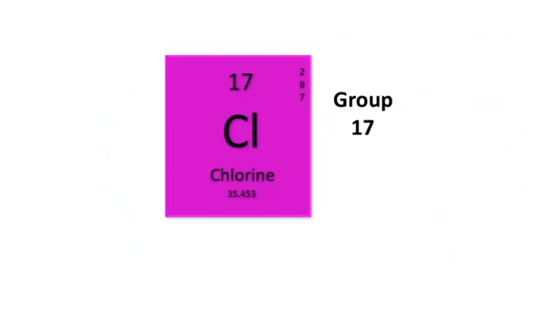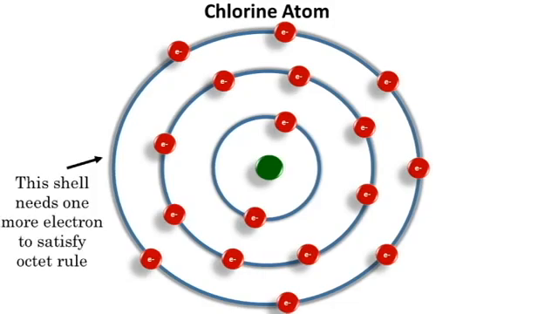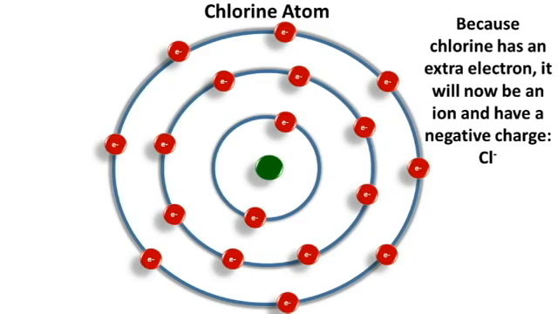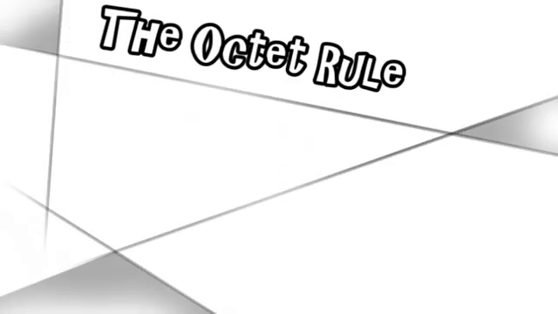Now let's look at chlorine. Chlorine is in group 17, which indicates it has 7 valence electrons. So looking at the chlorine atom, notice how the outermost shell needs 1 more electron to satisfy the octet rule and have 8 electrons to be stable. That's why chlorine is a very reactive element, because it just needs 1 more electron. And when it does, it will have the stable electron configuration of the noble gas argon. And that is the octet rule.